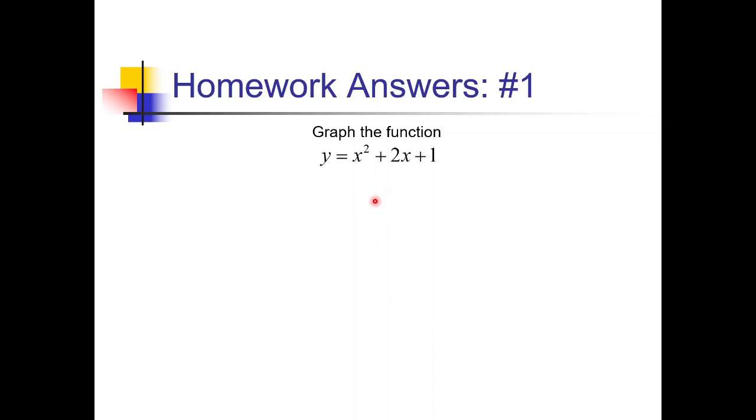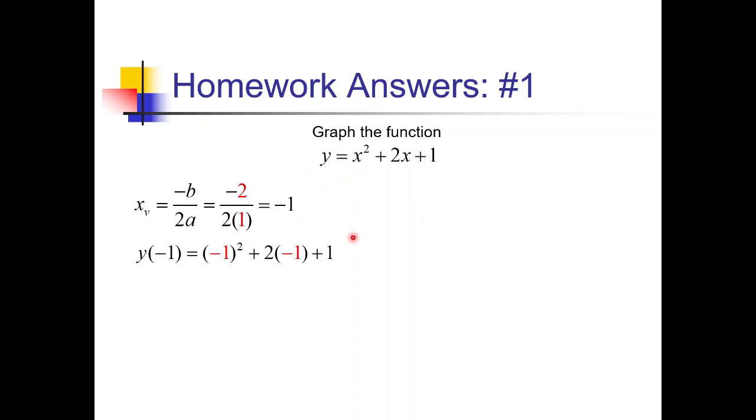For this problem, we're trying to graph this y function. Since this is in standard form, ax squared plus bx plus c, I'm going to find the vertex first by using the vertex formula, negative b over 2a. So that's going to be negative 2 over 2 times the invisible 1 here. Negative 2 over 2 gives us negative 1. And then I'm just going to plug that back into the function to get the y value of the vertex.